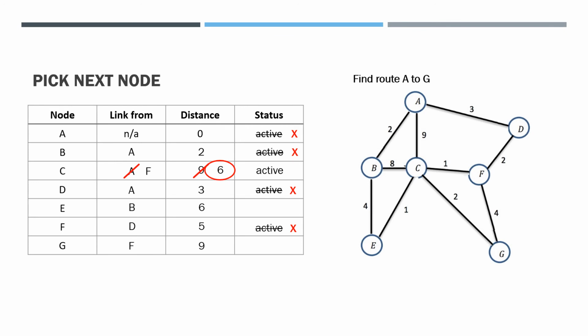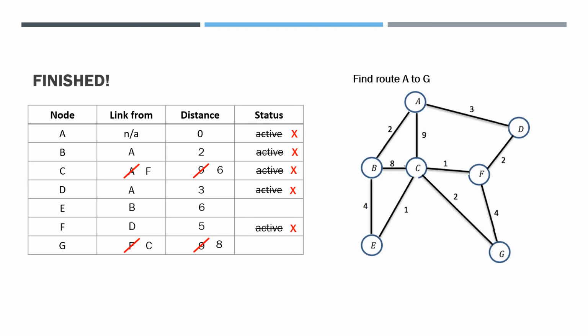Where can we get to from C? Well, we can get to G, and the total distance is 8, because C is 6, and add an extra 2, and that gives us a value of 8. So we've actually found a quicker route to the end node at this point. We can also get to E, but that's a total distance of 10, and the current value of E is 6, so we don't replace that. So C is now done.